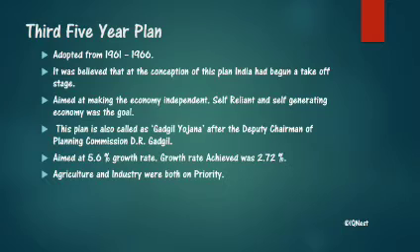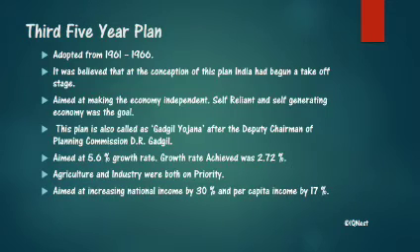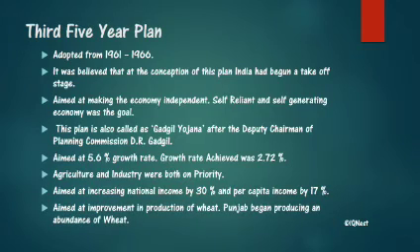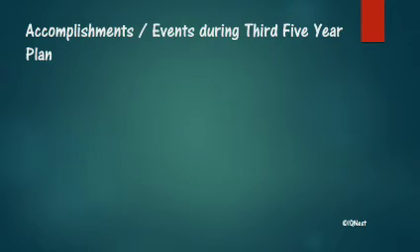Agriculture and industry were both on priority during the third 5-year plan. The third 5-year plan aimed at increasing national income by 30% and per capita income by 17%. It aimed at improvement in production of wheat. Punjab began producing an abundance of wheat during the third 5-year plan.